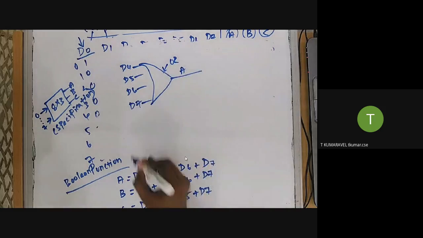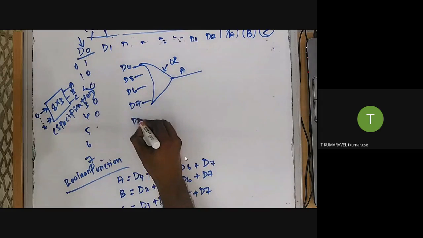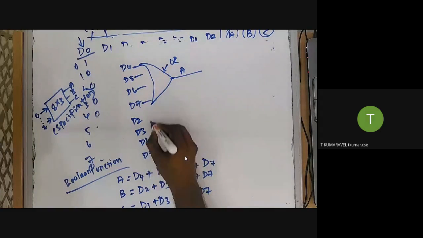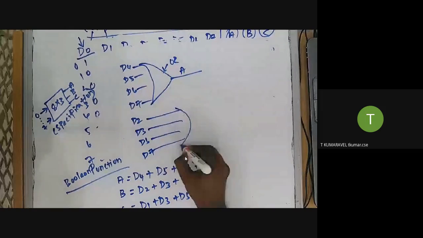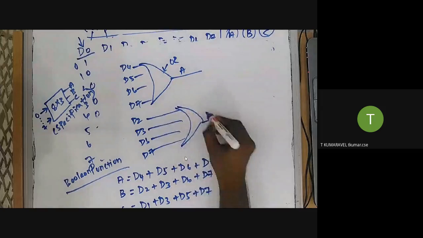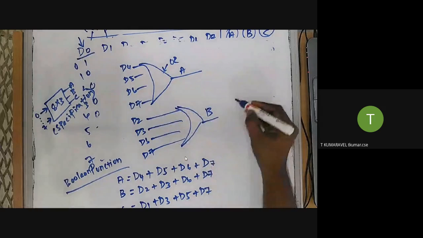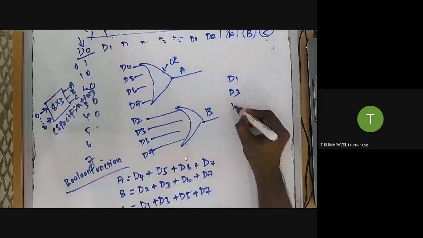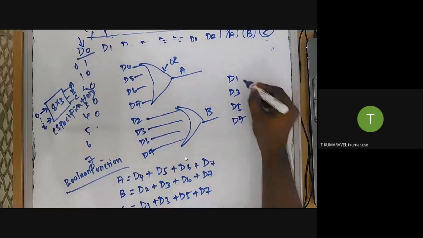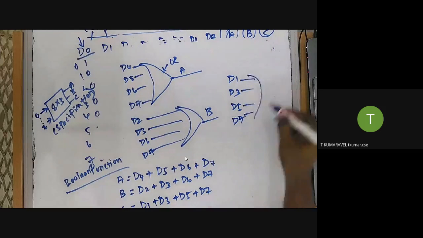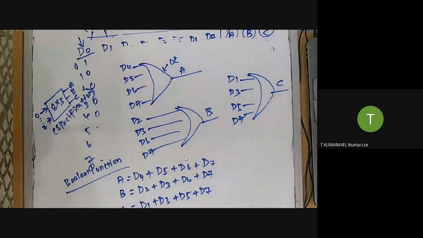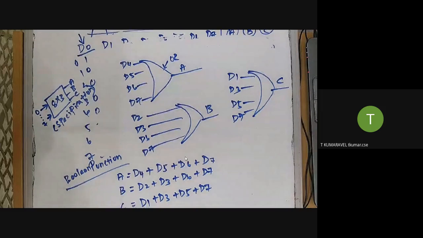What about B? B is D2, D3, D6, and D7. This produces the output B. What about the last case? D1, D3, D5, D7. This produces output C. This is the circuit diagram for the 8 by 3 encoder.